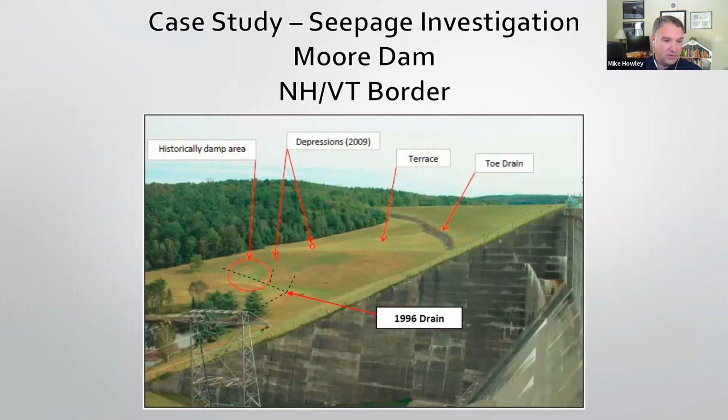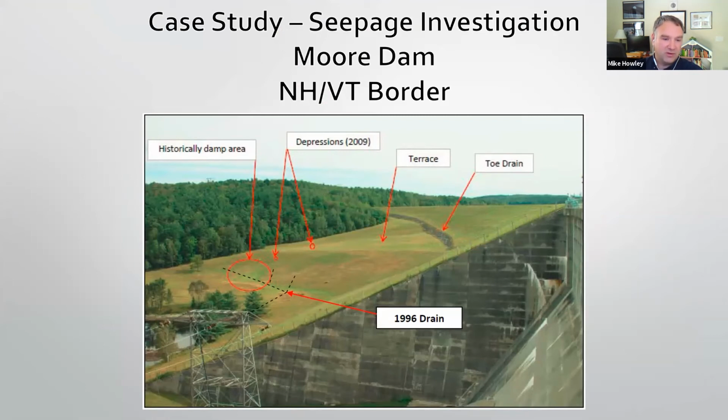This is a view looking north towards the Vermont side. It's a clay cored earthen dam. There's a toe drain here at the bottom of the 2-to-1 slope, a terrace, another slope, and another terrace. There's seepage that is evident on both of the terrace levels.